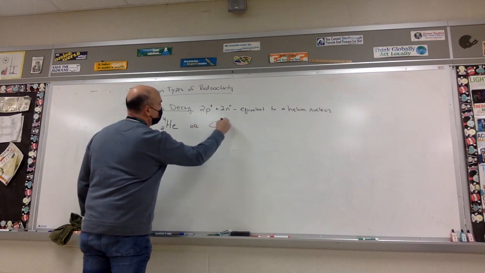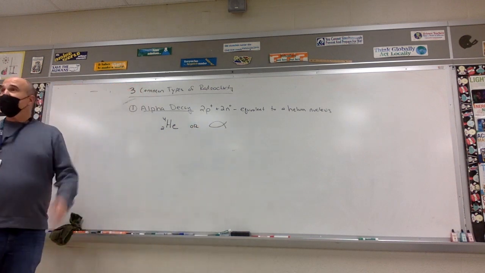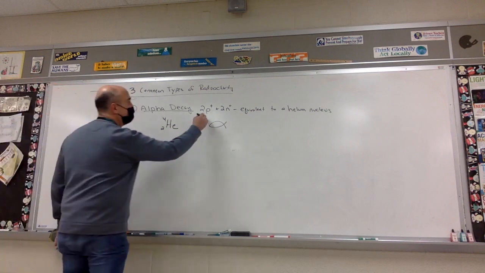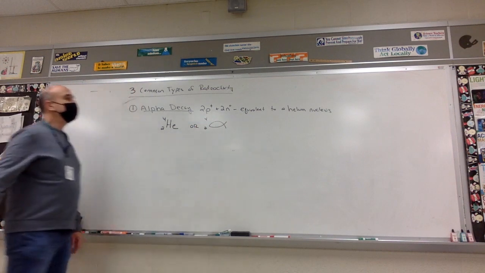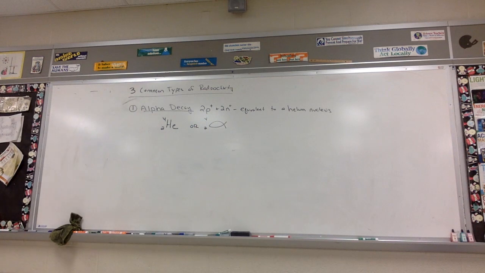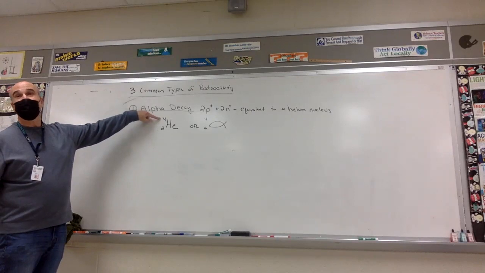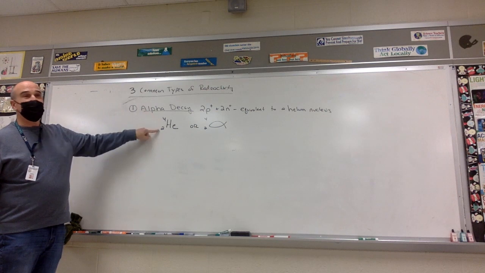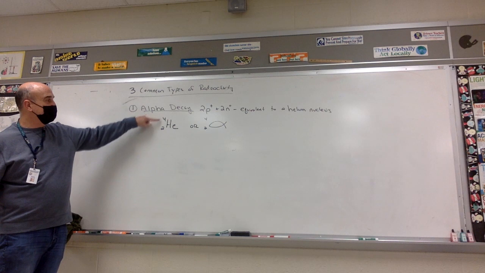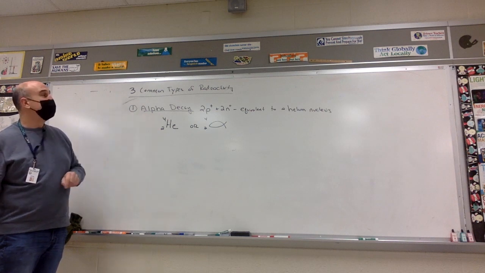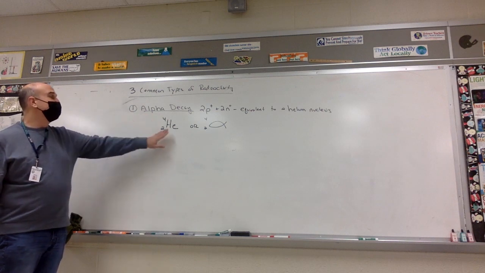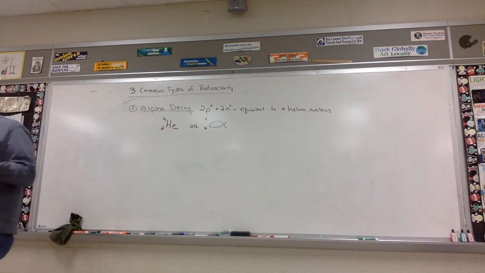Or you might see it represented with the Greek letter alpha. And you might see the 4-2 there as well. Its mass number is 4 and its atomic number is 2. Remember this upper number is the mass number, that's your protons plus your neutrons. The bottom number is the atomic number, which is the number of protons. So the reason I don't like that is because it's not helium that's escaping, it's just equivalent to a helium.